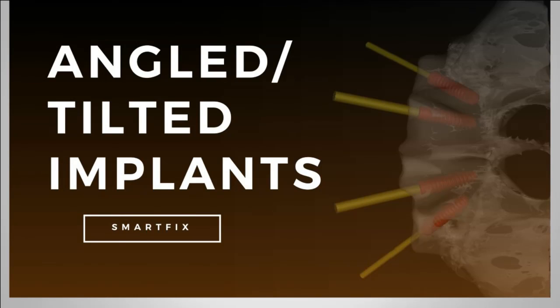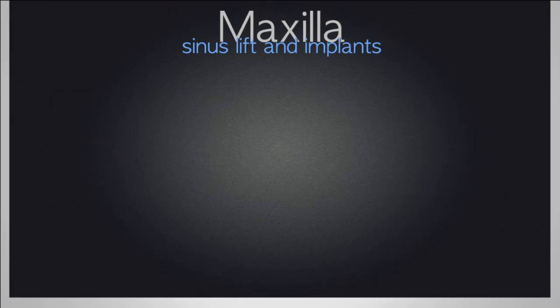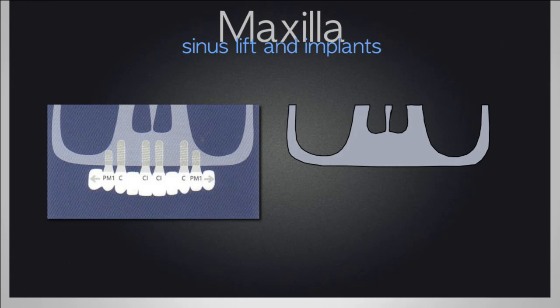Now, we can use tilted or angled implants. What this means is that tilted or angled implants mean that we're able to avoid sinus grafting. So in the maxilla, I've shown you a case. The first case I showed you, we're able to put 6 implants in the correct position, mostly without having to use any cantilevers. But using tilted or angled implants means that it avoids the need for sinus lifting.